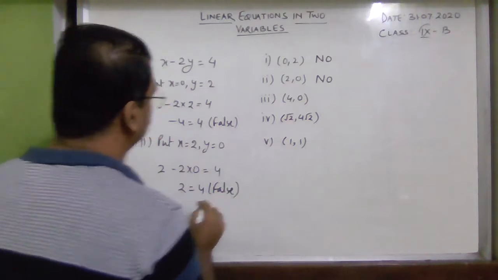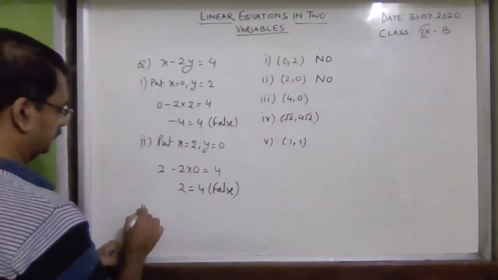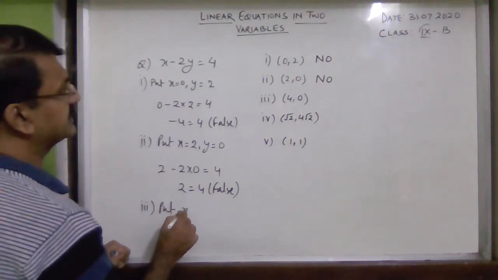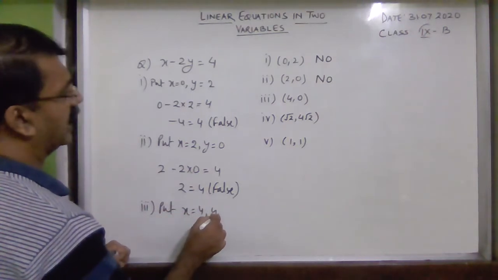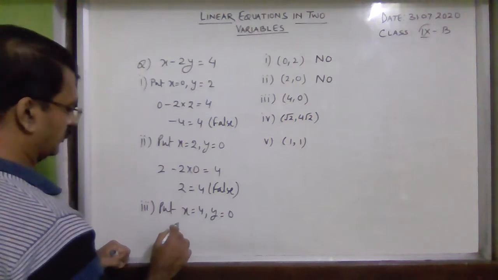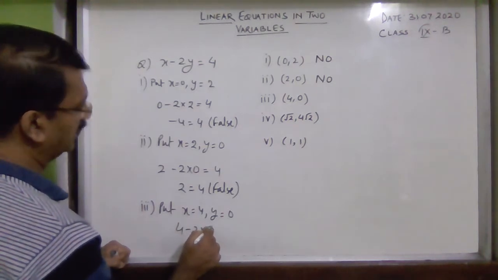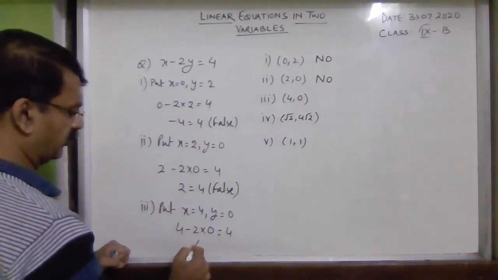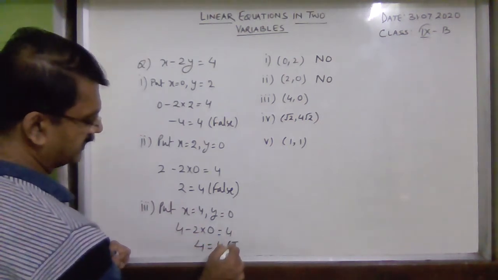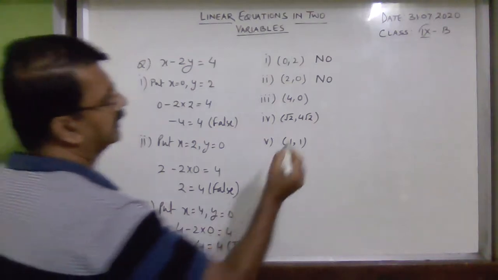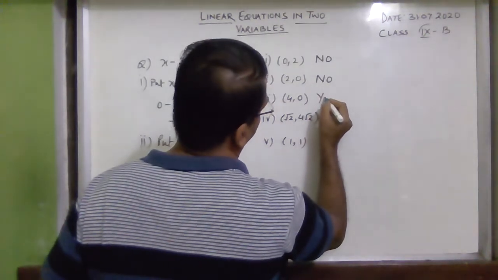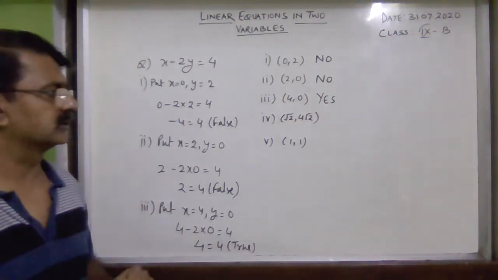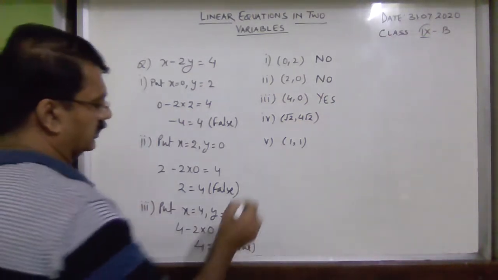Then the third one. Put x is equal to 4, y is equal to 0. So 4 minus 2 into 0 is equal to 4. Now 2 into 0 is 0, 4 minus 0 is 4. 4 is equal to 4. This is true. So here your answer will be yes. Clear? So 4, 0 is one of the solutions. But we have to check 2 more.